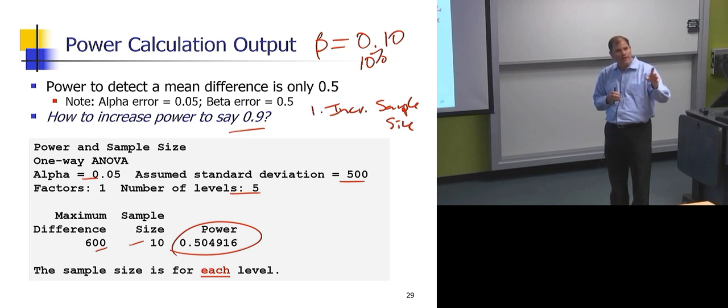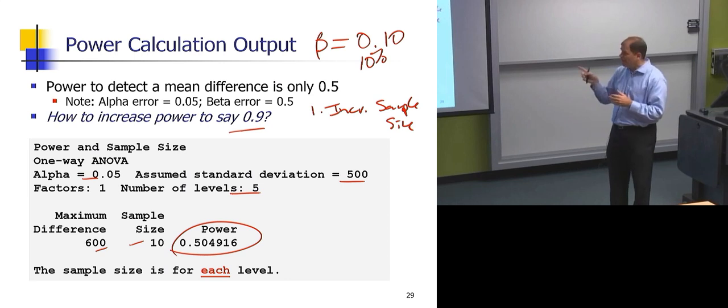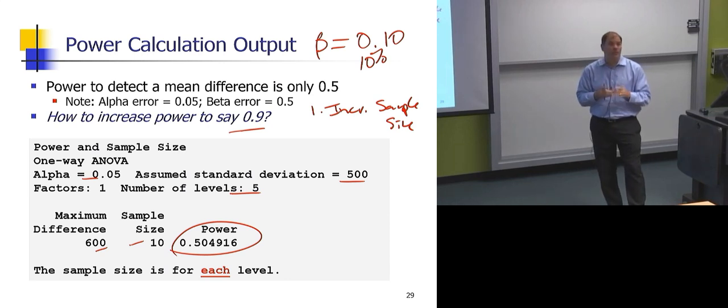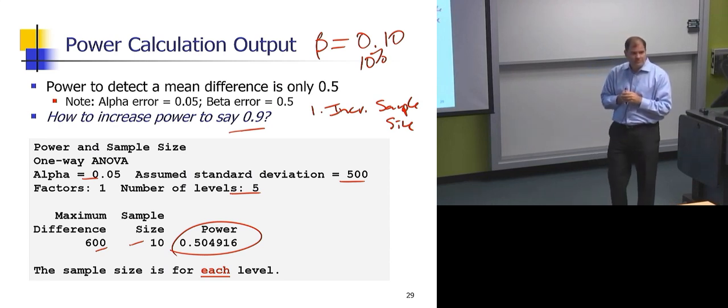I could put the power in there, but if I put the power in at 0.9, I could let it solve for sample size, or I could let it solve for what else? I could set the power of 0.9. I could then solve for sample size, or I can solve for the maximum difference amount. Right? If my maximum difference amount was higher, what would happen to the power? I'd be able to detect more. I'd have more power if I'm trying to detect a larger difference.